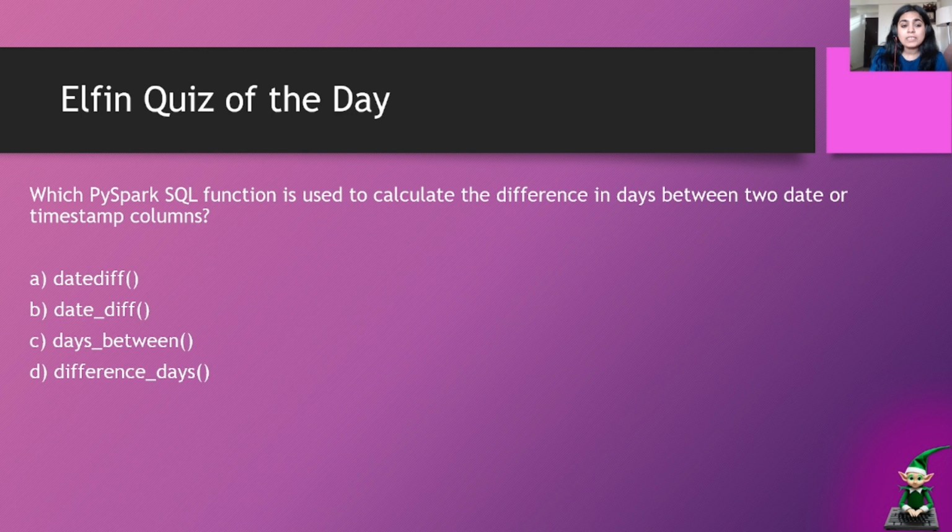Elephant quiz of the day. Which PySpark SQL function is used to calculate the difference in days between two date or timestamp columns? Option A, datediff. Option B, date_diff. Option C, days_between. Option D, difference_days.